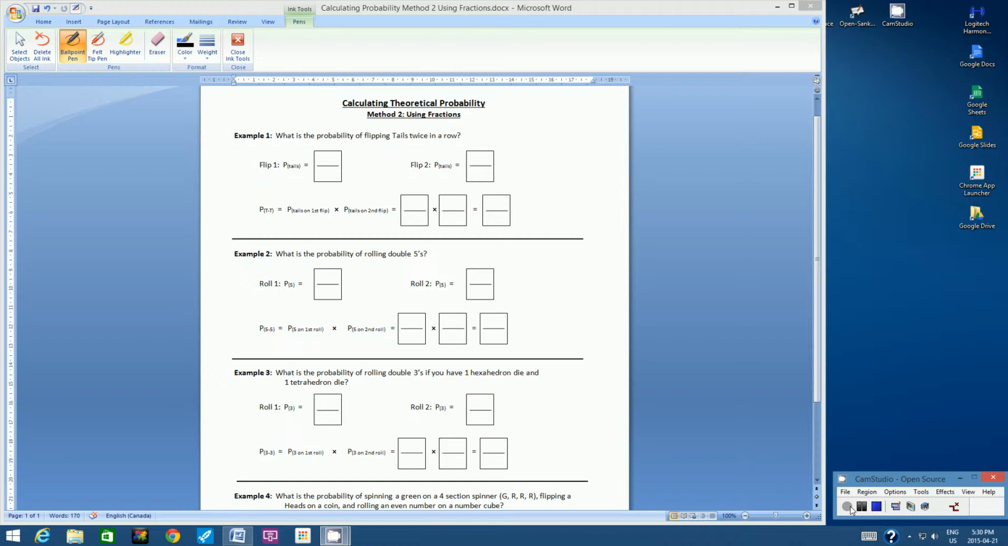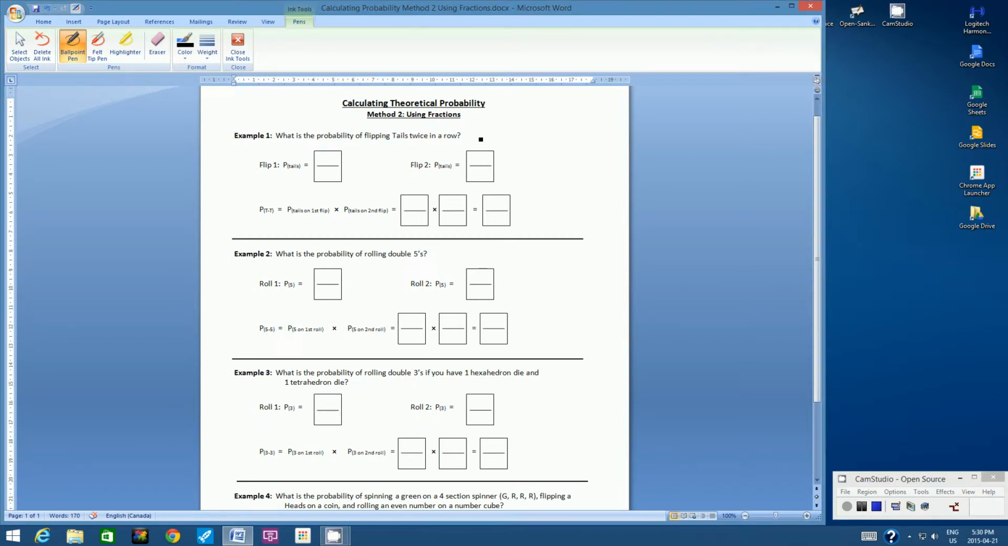Example 1. What is the probability of flipping tails twice in a row? Obviously we're talking about flipping a coin, right? Up to now, what we did was list all of the possible outcomes. So over here in the corner, I want you to list all of the possible outcomes. Remember, we're flipping a coin 2 times in a row.